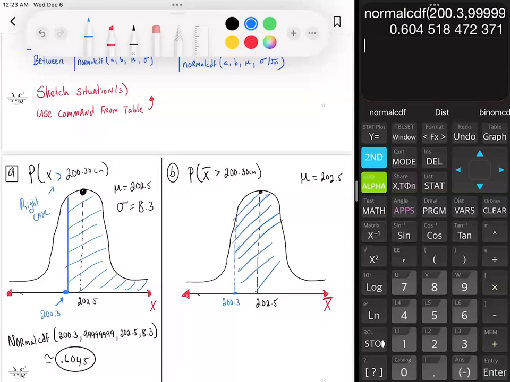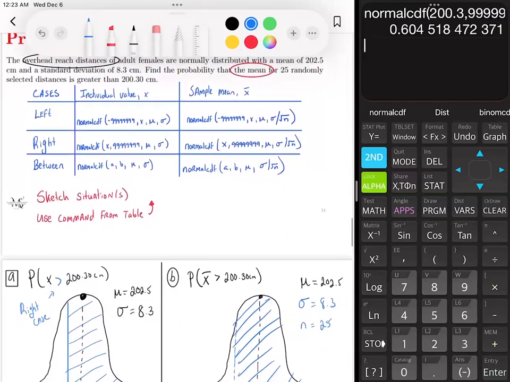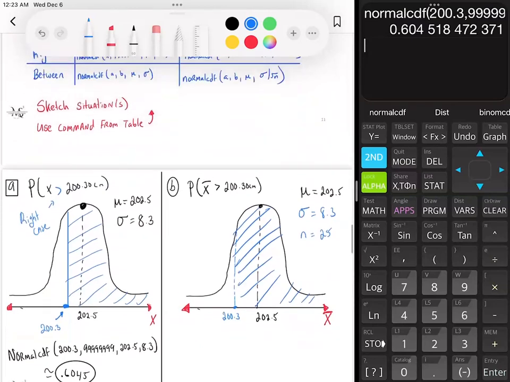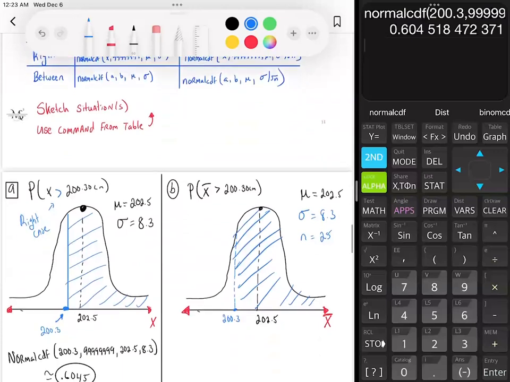The standard deviation in this problem is still going to be 8.3, but now you have n equal to 25, because it says the mean for 25 randomly selected distances. All right, so for the sample mean, it involves using the standard error. So that's where you do the standard deviation divided by the square root of n.